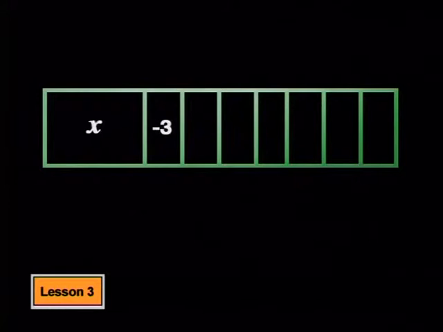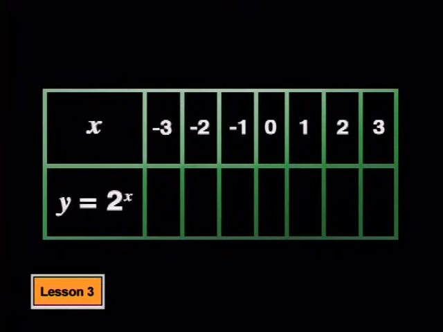Let's start by plotting the graph for y equals 2 to the x. To do that, we are going to work out some values for the x and the y. Let's put them into a table. For the x value, we'll use -3, -2, -1, 0, 1, 2, and 3. That should be enough values to show us the shape of the graph. To find the y values, we use the formula y equals 2 to the x for each x value.